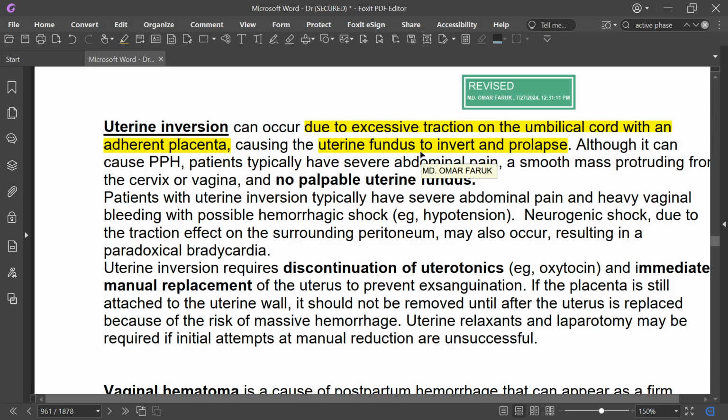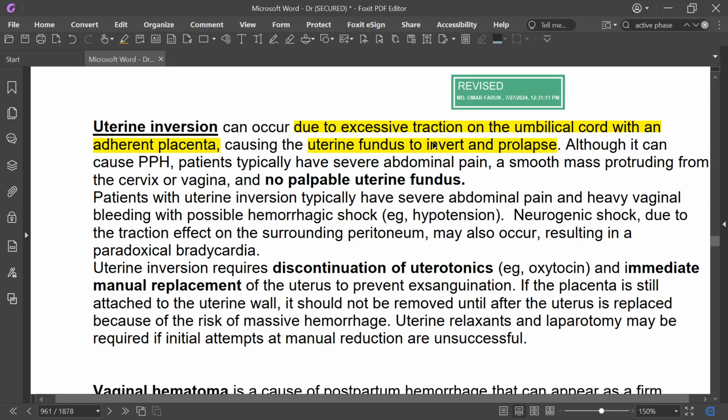Patients typically have severe abdominal pain and a smooth mass protruding from the cervix or vagina, and no palpable uterine fundus.